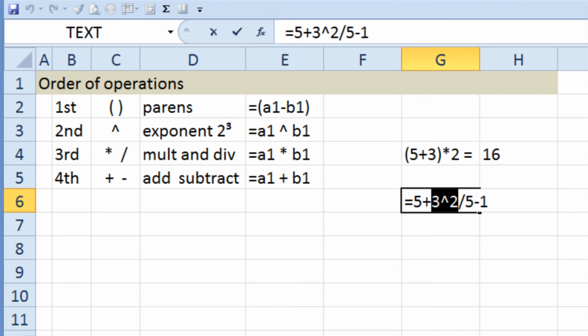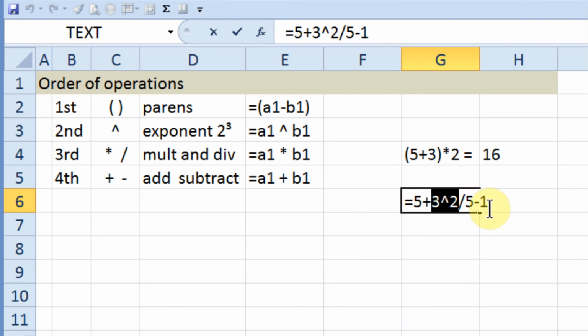And then after it finishes that, it will take the number 9 and divide that by 5 because the other two operators are plus and minus, which are the lowest on the food chain here. So it's going to go ahead and take the number 9 and divide that by 5, and whatever that value is, then it will just go ahead and go straight across and say 5 plus that number minus 1.